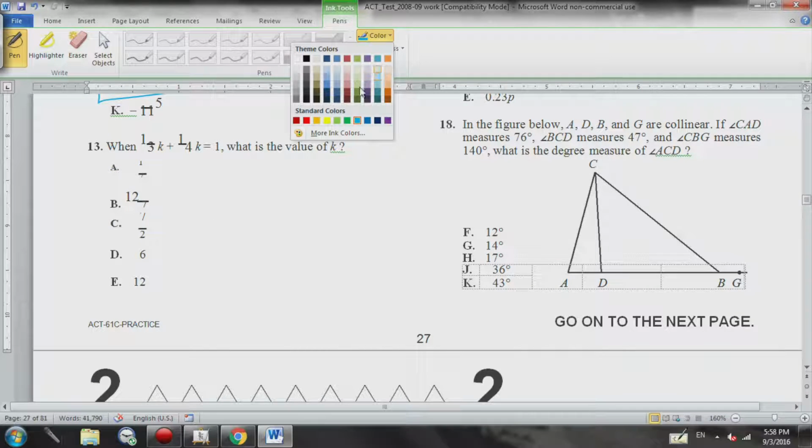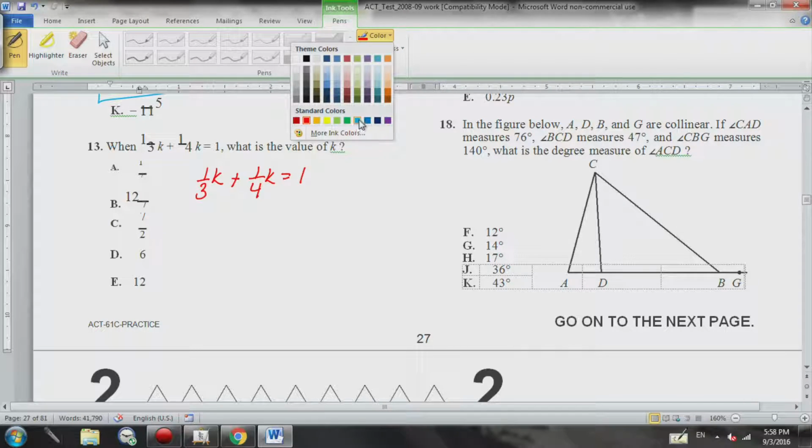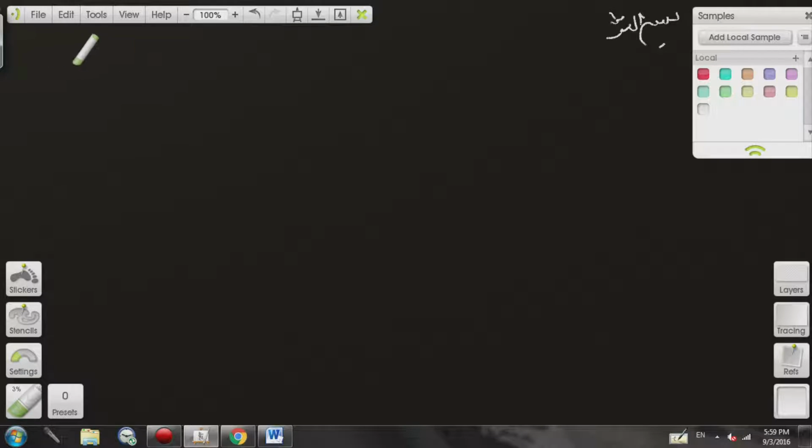Number 13. 1/3 k plus 1/4 k equals 1. Then solve for k. Now there are 2 ways of doing this, okay? You can add these 2 fractions, which is not that bad. Let's do that. So let me just write this over here because it'll be easier. So 1/3 k plus 1/4 k equals 1.